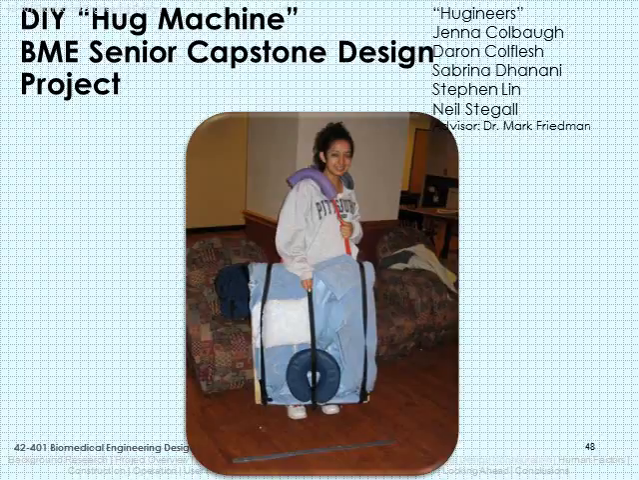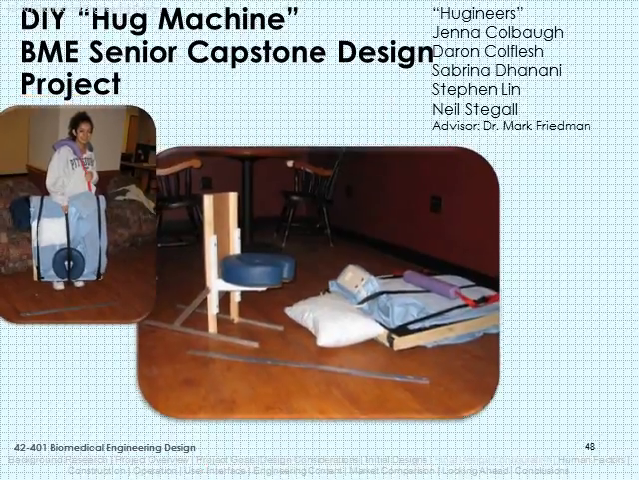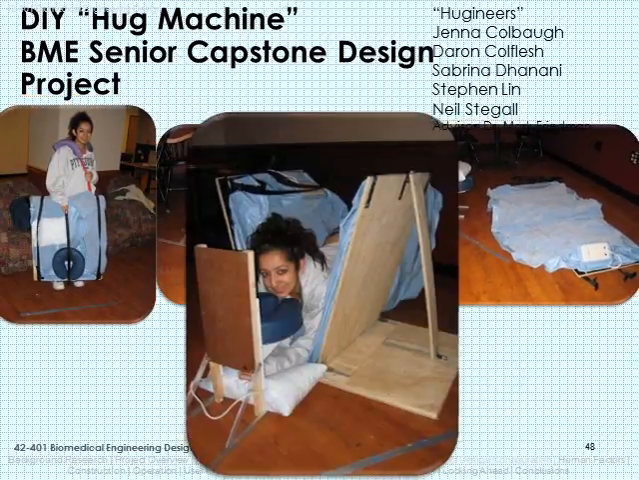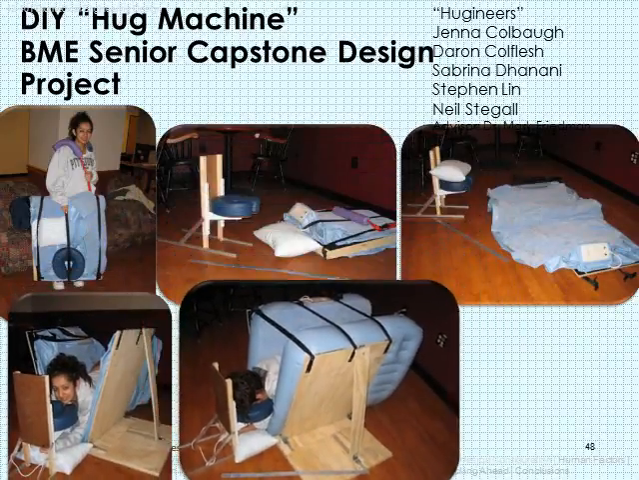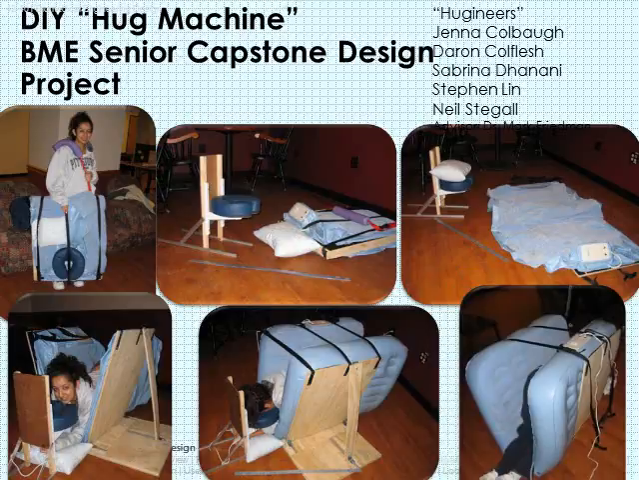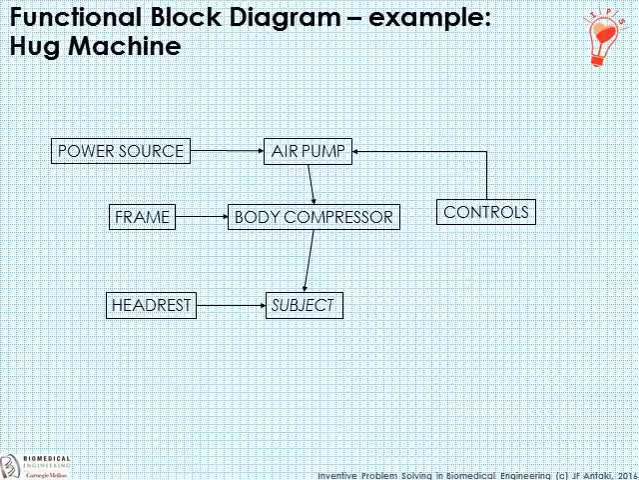This is another success story from our capstone design course. This team was challenged to redesign what's called a hug machine, an otherwise expensive device that is used by parents of autistic children to provide what's called hug therapy. So this team used an inflatable air mattress combined with some plywood and other components from Home Depot to create something that could be purchased or could be made at home for about $35 to $40. And this project is now available online for really any parent to replicate. It's another one of our success stories.